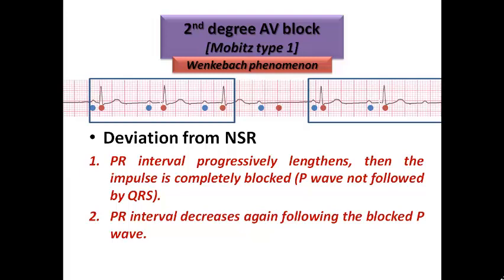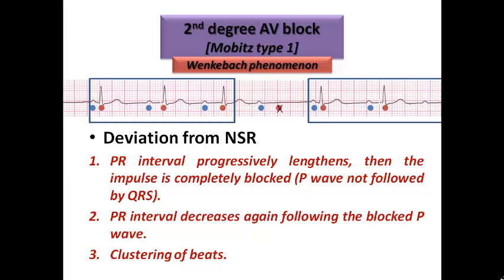So the Wenckebach phenomenon is characterized by progressive conduction delay in the AV node, reflected as progressive prolongation of the PR interval till a P wave is blocked, and there is no complex, and then a new cycle is started with shortening again of the PR interval following the blocked P wave. So this is called clustering of beats, which is evident in the Wenckebach phenomenon.